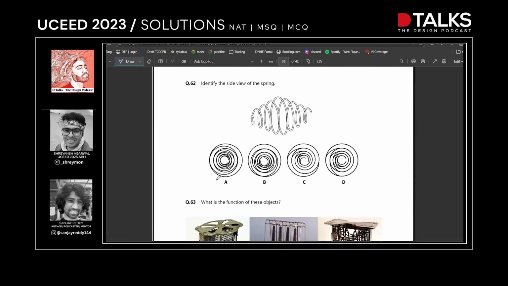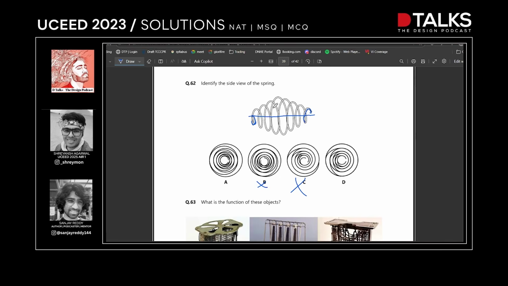Identify the side view of the spring. How can you solve this? You see these circles are very close by if you draw a line like this. This loop is coming from the front and this loop is coming from the back. That means in the center, it should be almost a complete circle. So remove C, and B also has too much difference. It's either A or D.